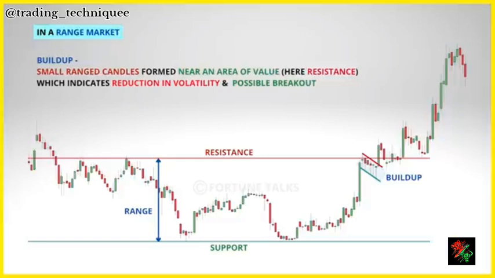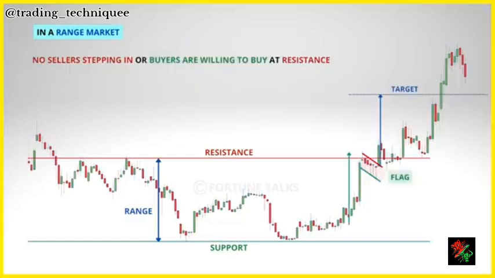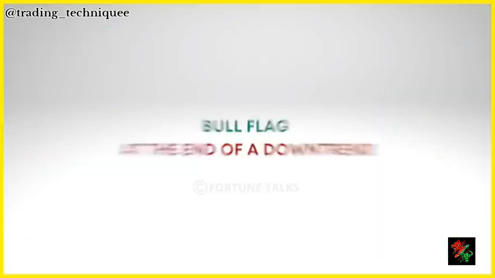A build-up near a resistance level happens because there are no sellers stepping in or the buyers are willing to buy at higher prices. Whatever is the case, this is a sign of strength and the market could break out higher. So how do you identify such an opportunity? Primarily, you have to identify a market which is in range. Then you have to wait for a flag pattern to form near the resistance level in the form of a build-up. As always, you can trade the break above the build-up or wait for the market to close above the resistance level. There is no change in the entry, stop loss and target criteria for this case also.